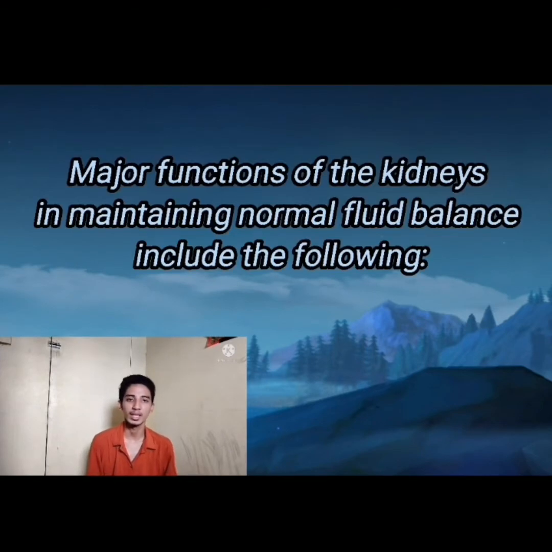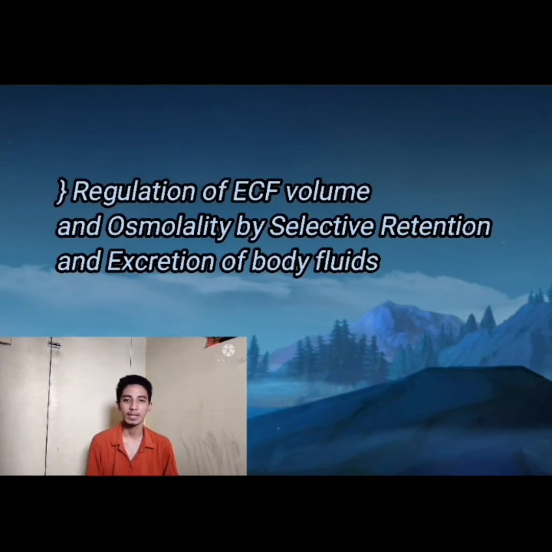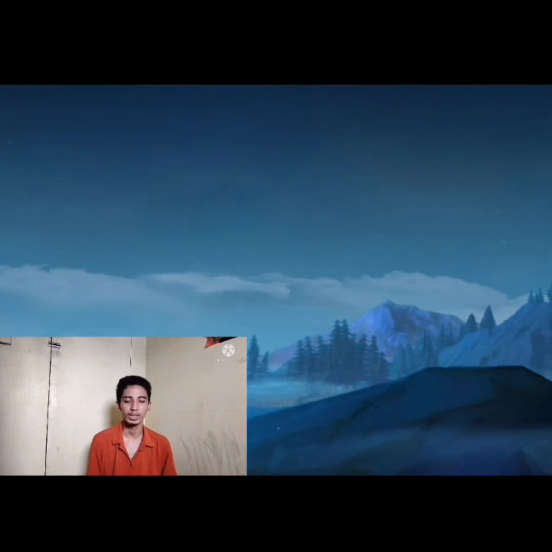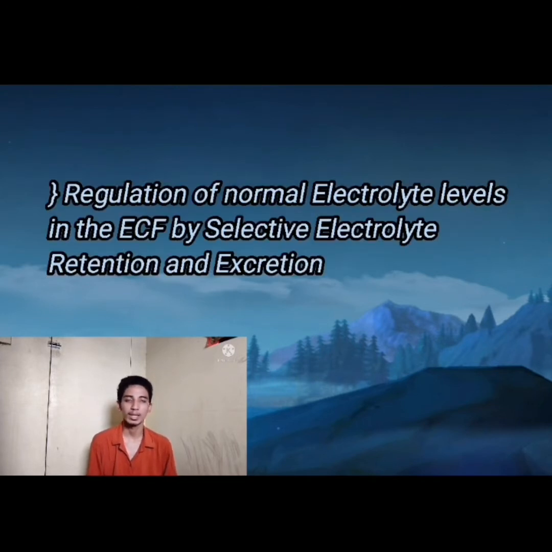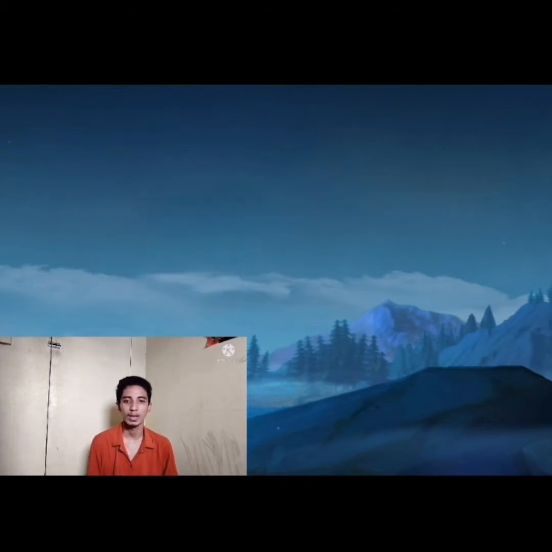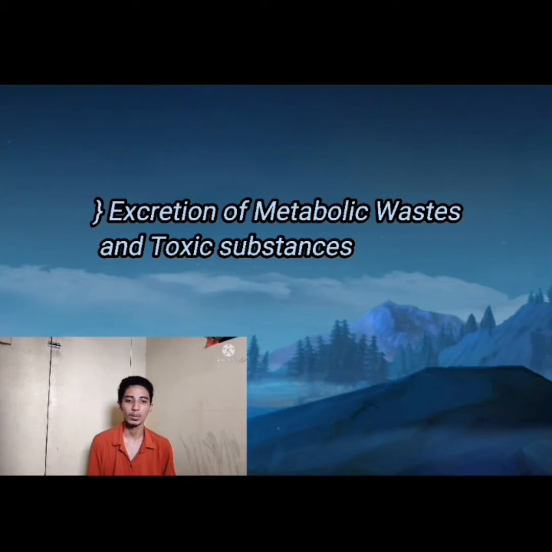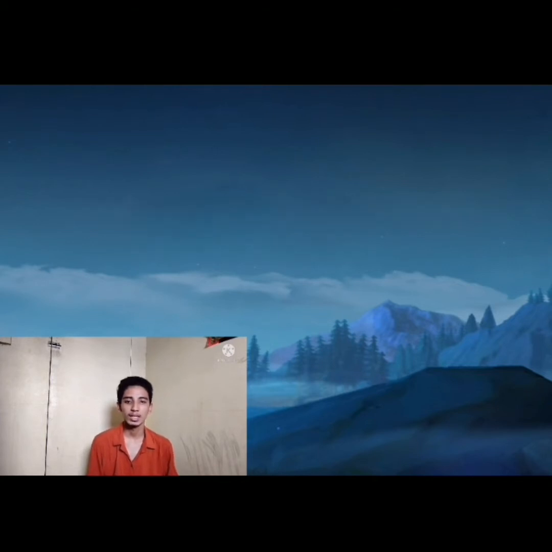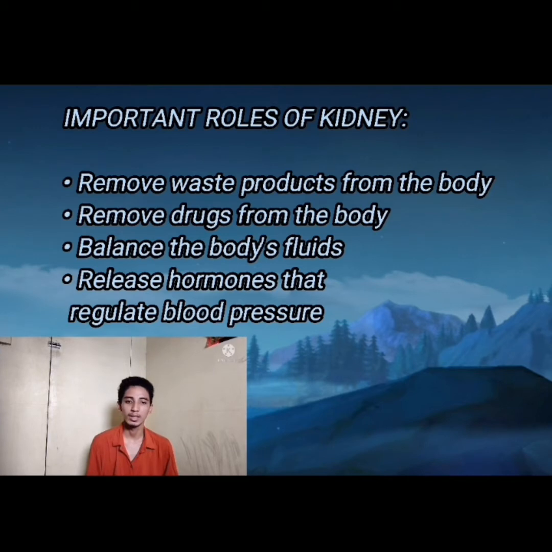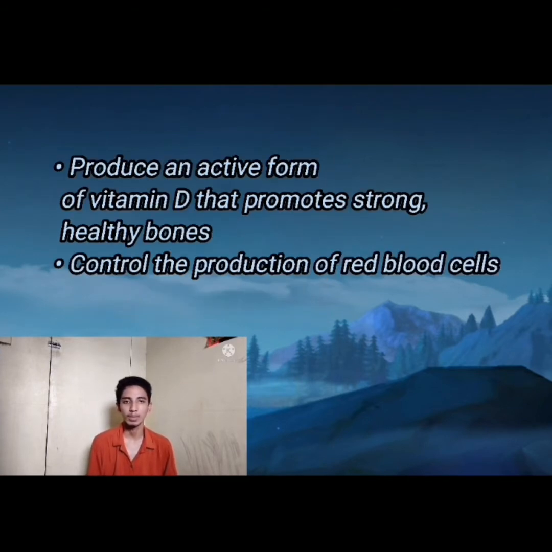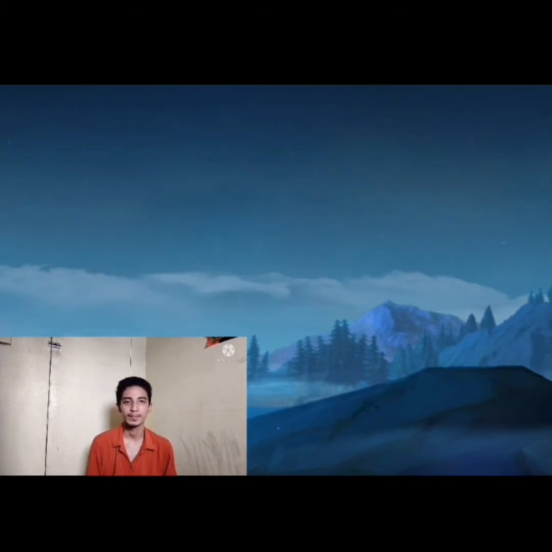Major functions of the kidney in maintaining normal fluid balance include the following: regulation of ECF volume and osmolality by selective retention and excretion of body fluids, regulation of normal electrolyte levels in the ECF by selective electrolyte retention and excretion, regulation of pH of the ECF by retention of hydrogen ions, and excretion of metabolic waste and toxic substances. Given these functions, failure of the kidney results in multiple fluid and electrolyte abnormalities.